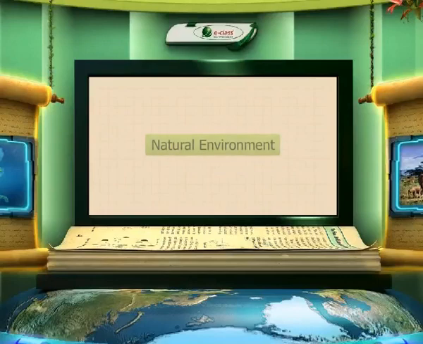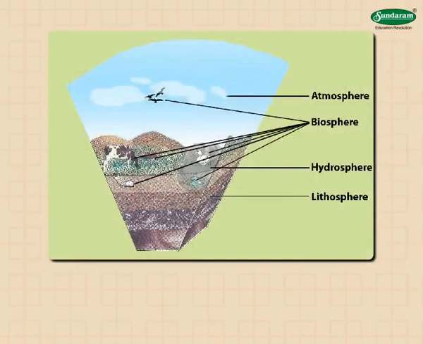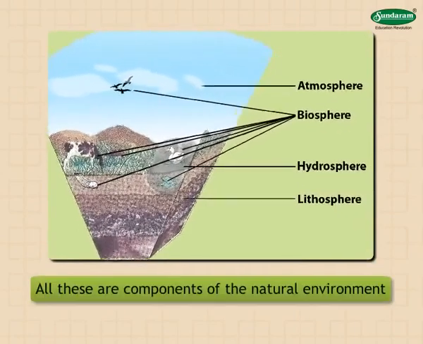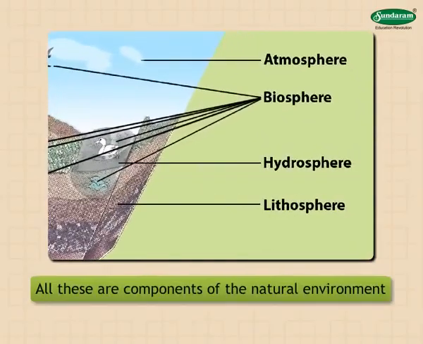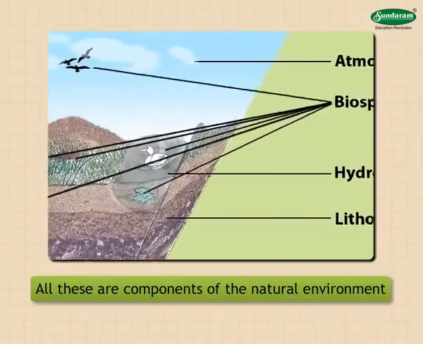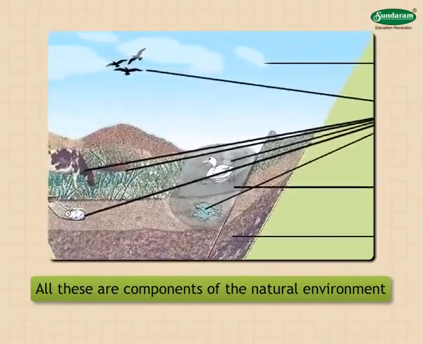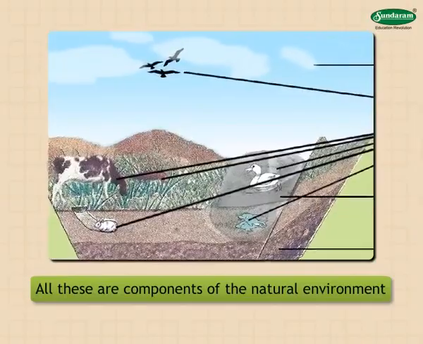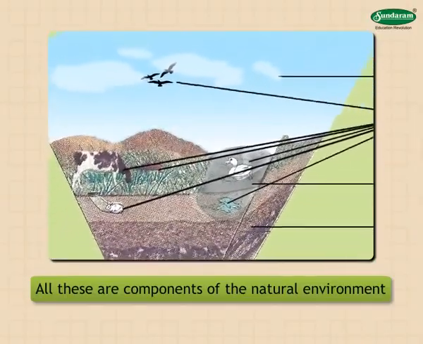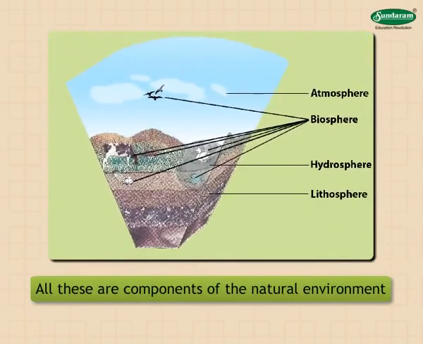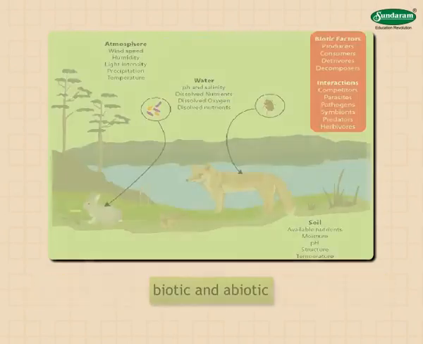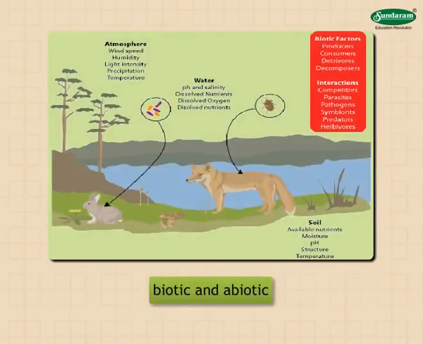Natural environment. Our environment. You will see a number of things that surround us. All these are components of the natural environment. Even the things that are not shown in the diagram, like the soil, insects, air, or microorganisms, are also included in our natural environment. These components of our natural environment are placed into two groups, biotic and abiotic.